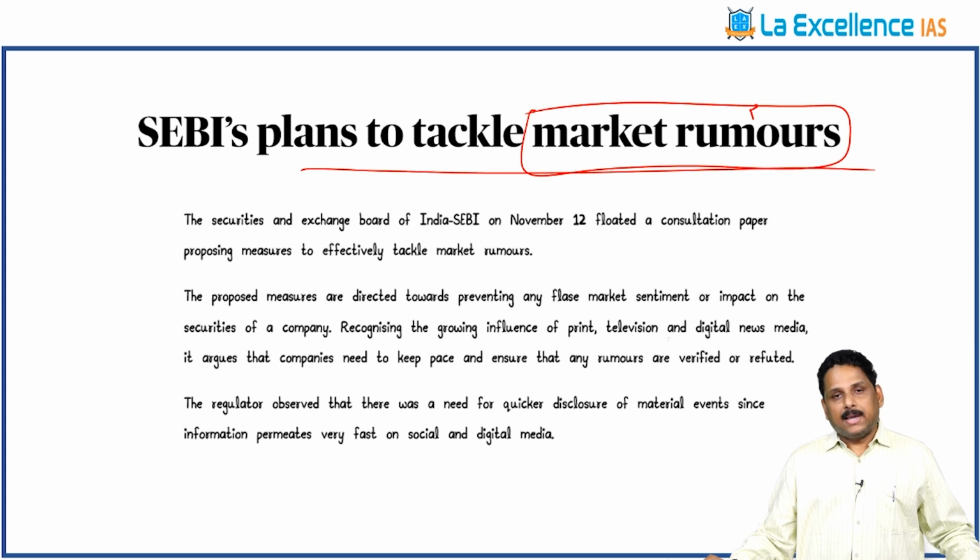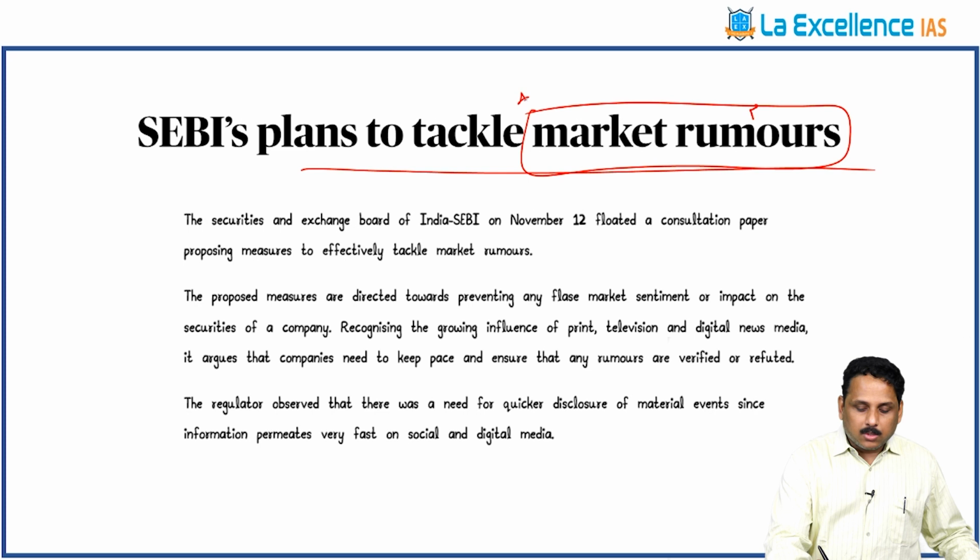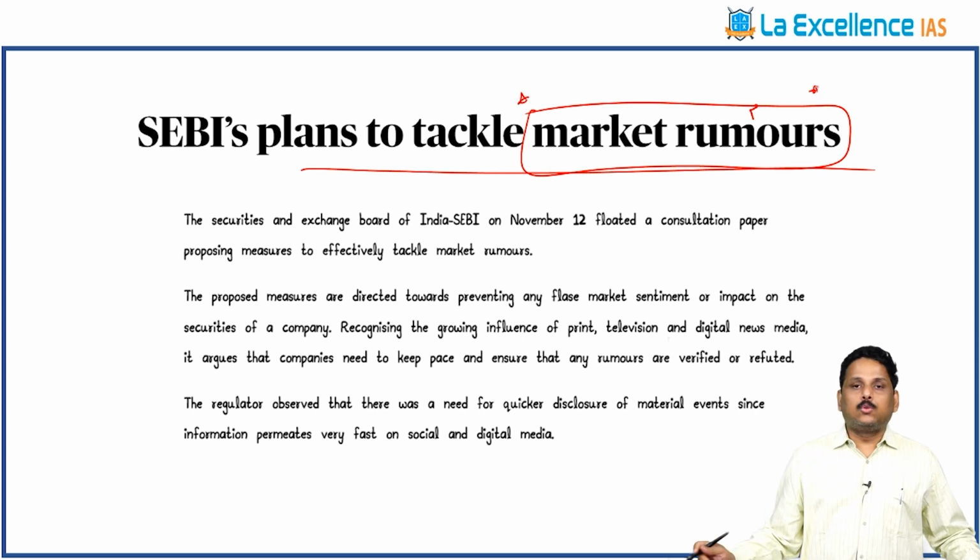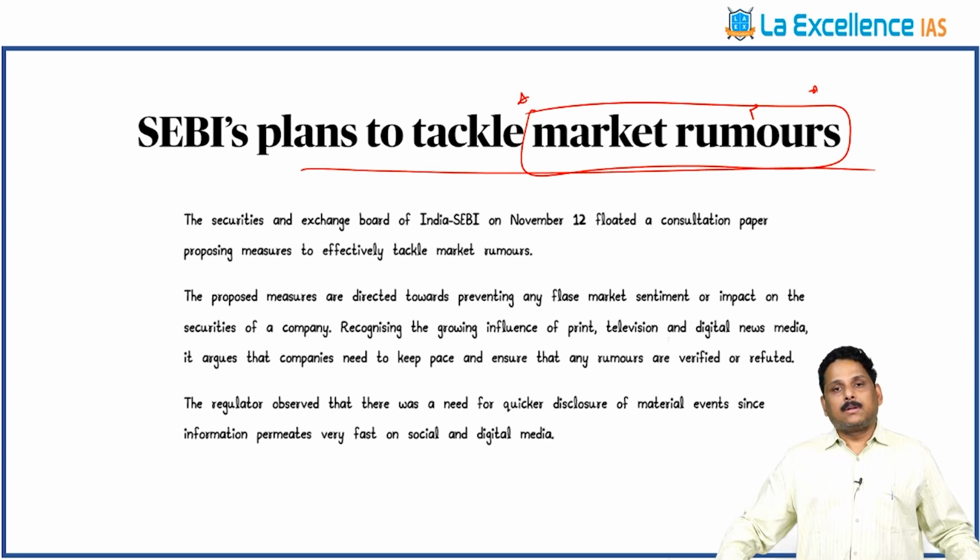In the social media era, any kind of misinformation or wrong information spread about the markets and companies can be devastating. So that's why one of the points you can use is that market rumors are also a reason for fluctuation of the markets.